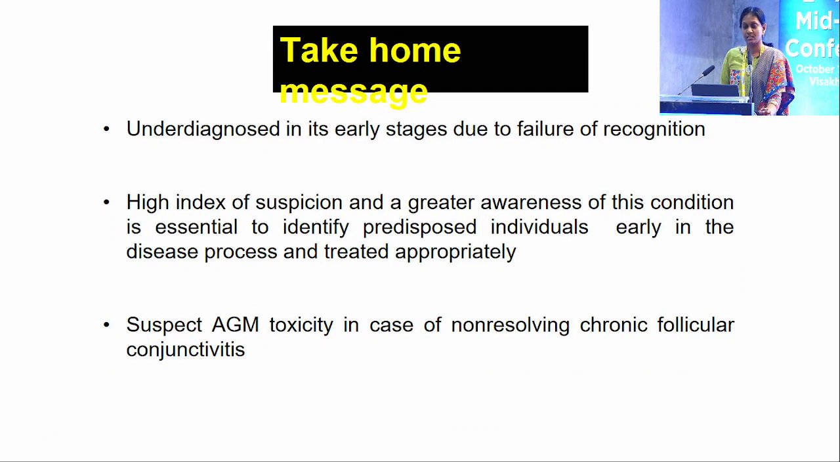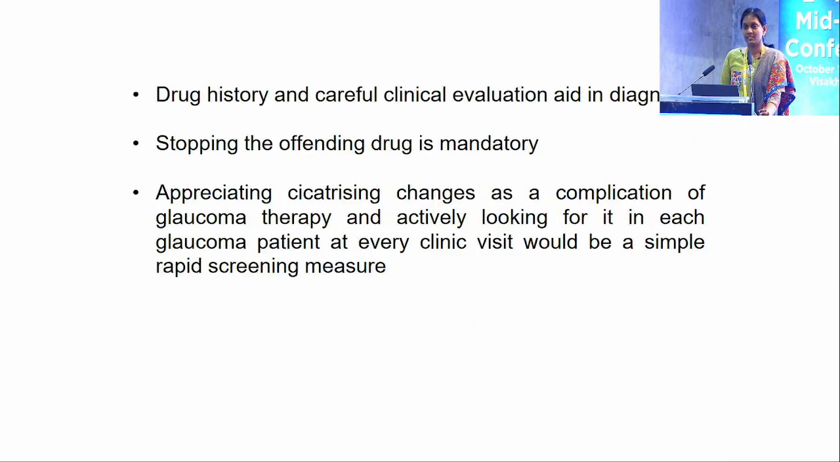My take-home message is that it is underdiagnosed in its early stages due to failure of recognition. A high index of suspicion and greater awareness of this condition is essential to identify the predisposed individuals early in the disease process and treat appropriately. Suspect AGM toxicity in case of non-resolving chronic follicular conjunctivitis, and drug history and careful clinical evaluation help in diagnosis. Stopping the offending drug is mandatory, and appreciating cicatricial changes as a complication of glaucoma therapy and actively looking for it in each glaucoma patient at every clinical visit will be a simple, rapid screening measure.